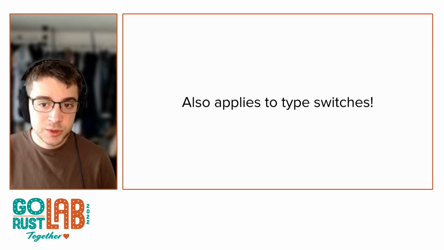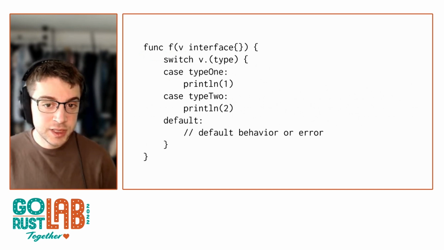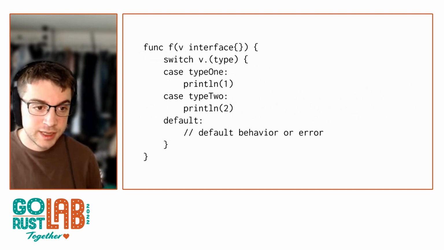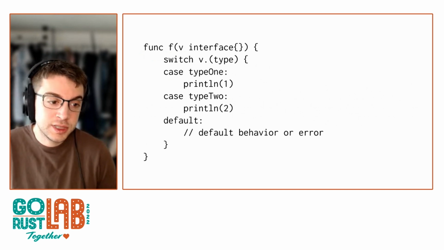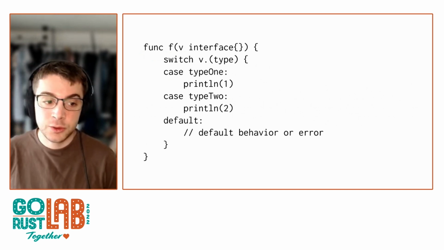This also applies to type switches. For example, if you have a type switch over an empty interface, in general, you should have a default case and then decide what the default case should do. It could show an error or maybe have a default behavior.